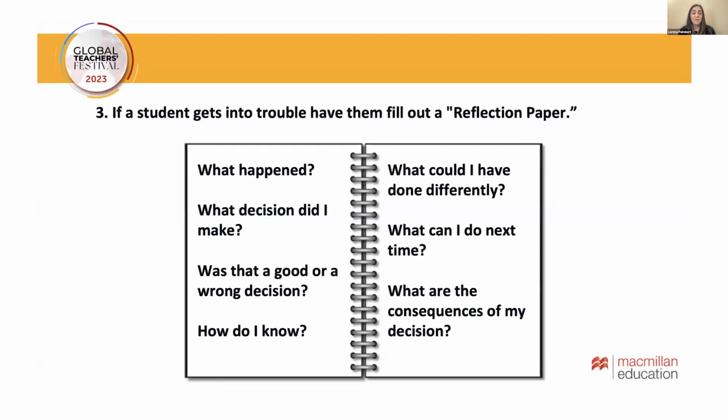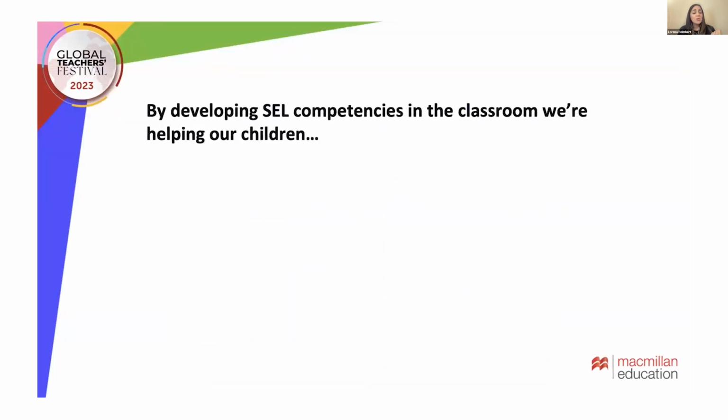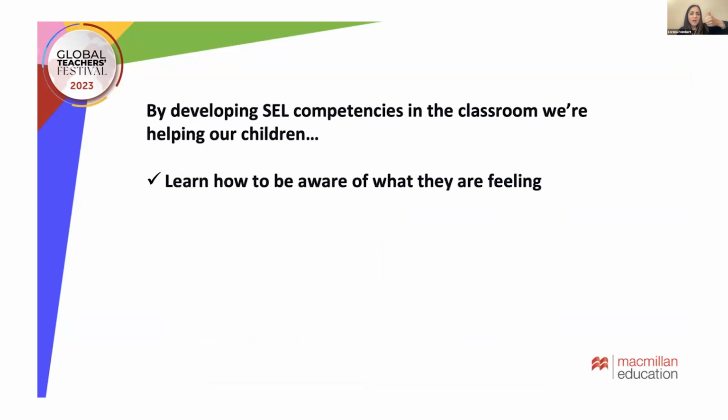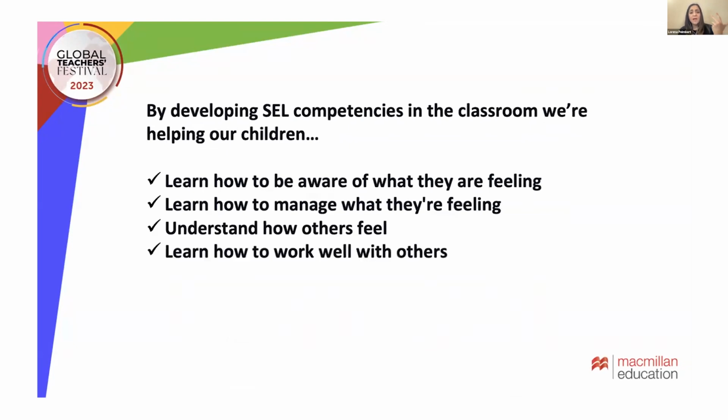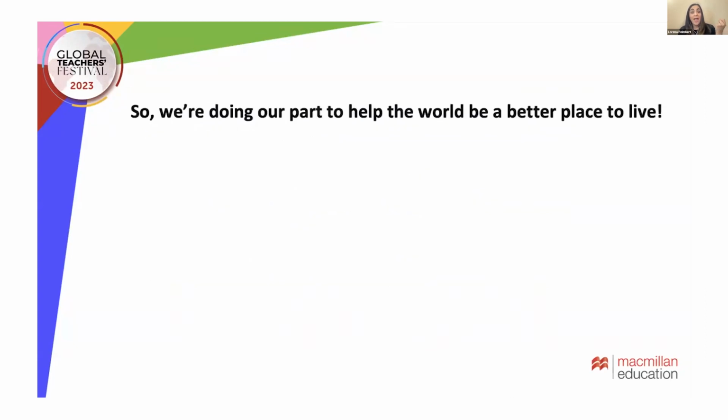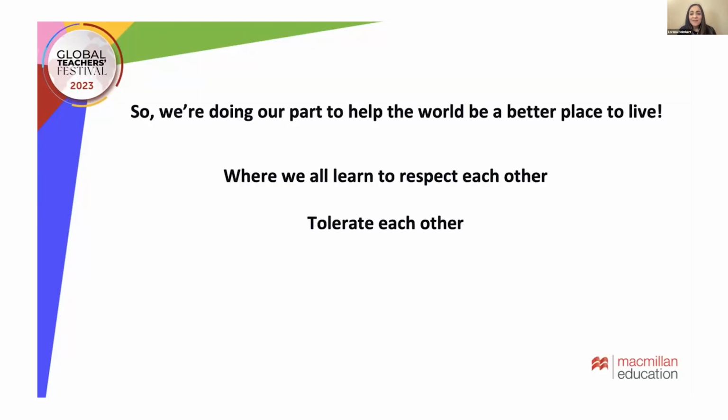And what are the consequences of my decision? Okay, so teachers, by developing self-competencies in the classroom, we're helping our children learn how to be aware of what they're feeling, learn how to manage what they're feeling, understand how others feel, learn how to work well with others, learn how to make good decisions. And if we do this, teachers, we're doing our part to help the world be a better place to live. Because we're going to learn to respect each other, tolerate each other, accept each other, and feel loved and seen.